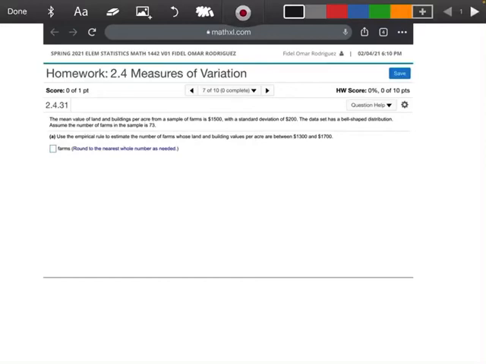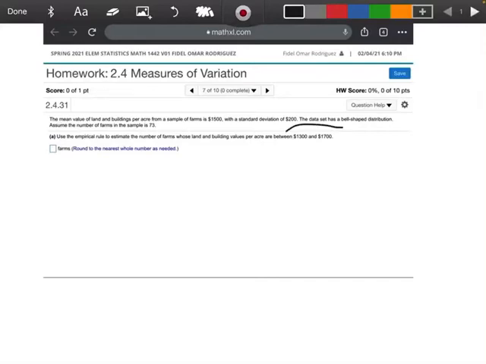All right, so guys, this is problem number 7 out of 2.4, and it says the mean value of land and buildings per acre from sample farms is 1,500, with a standard deviation of 200. The data set has a bell-shaped distribution. Assume the number of farms in the sample is 73. Okay, so part A to this problem says, use the empirical rule to estimate the number of farms whose land and building values per acre are between 1,300 and 1,700.